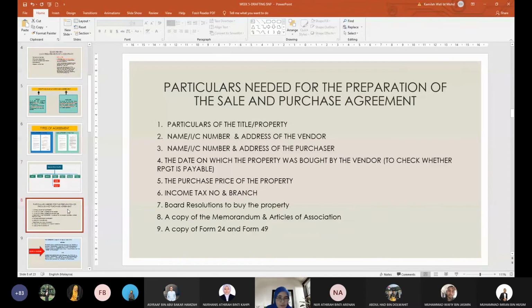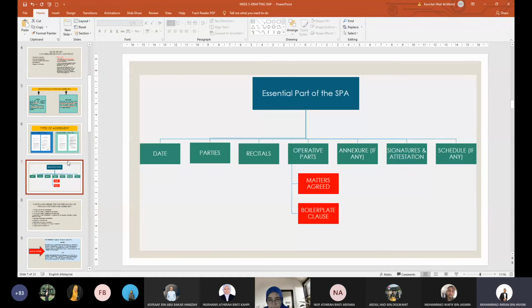Okay. So particulars needed for the preparation of the sale and purchase agreement. Untuk yang slide tadi tu, kita komponen yang ada dalam SNP. Yes. Jadi macam mana kalau dalam SNP tu tak ada force majeure clause?